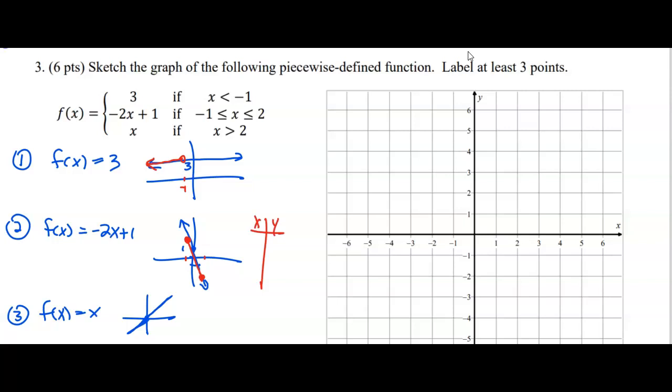So if x is negative 1, negative 2 times negative 1 is 2, 2 plus 1 is 3. And at 2, negative 2 times 2, negative 4, plus 1 is negative 3. Then the third piece, only if x is greater than 2, is a hollow dot and the right section. And again, we'd want to look at that point. If I plug in 2 into this function, I get 2 out.